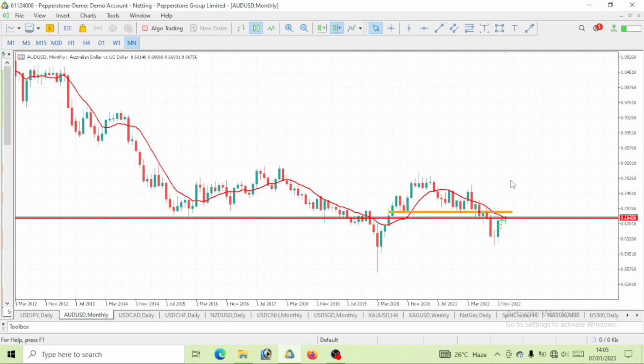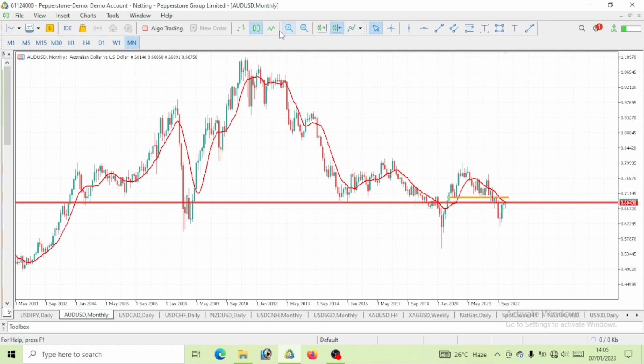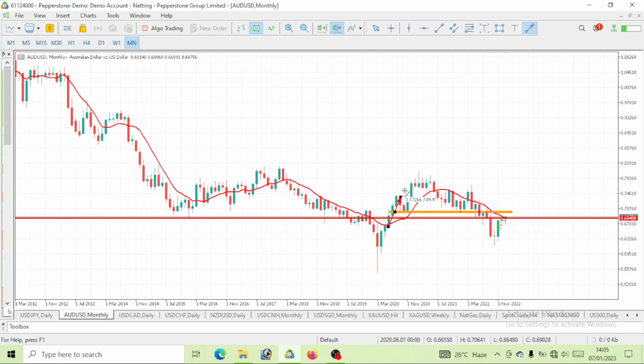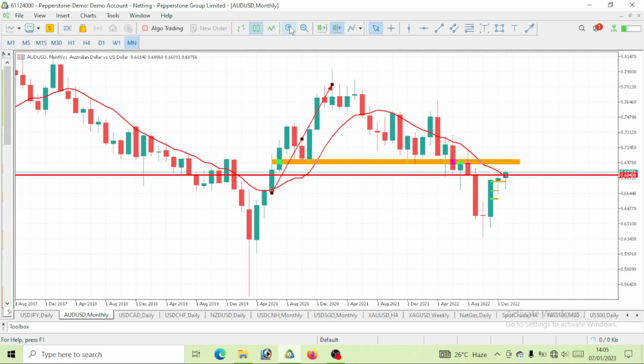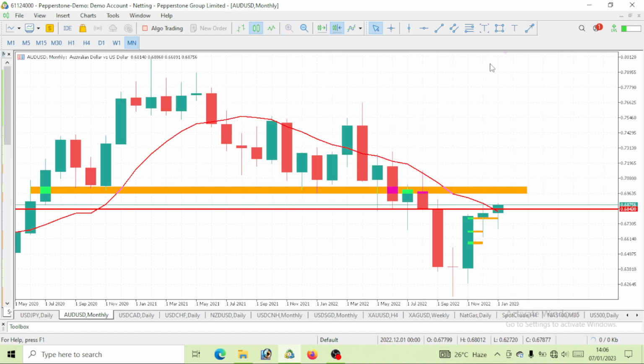You can also see that this price is trading below the 10 period simple moving average, right? Previously it was trading above this 10 period simple moving average. We all know that once price is above the 10 period simple moving average, then we should look to go long. We should see it as a bullish move. But price is now trading below the 10 period simple moving average. So this is what I'm seeing on this AUD USD.